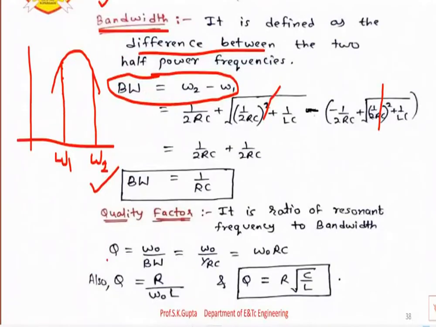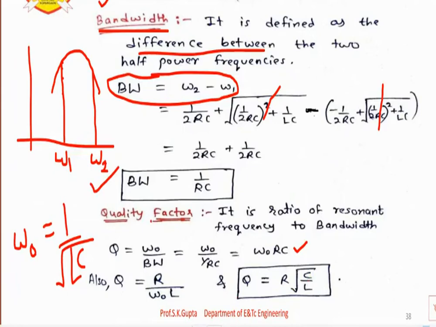Now next is quality factor. It is the ratio of resonant frequency to bandwidth. That means omega naught divided by bandwidth. Just substitute the value of bandwidth here. So quality factor for parallel RLC circuit comes out as omega naught RC. If I use the relation omega naught equal to 1 upon under root LC, then I will get two more formulas for quality factor. One is R divided by omega naught L, and another one is R times under root C by L. So these are the three formulas for quality factor.